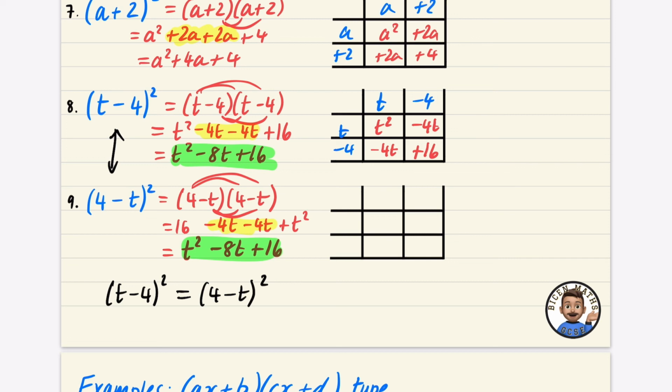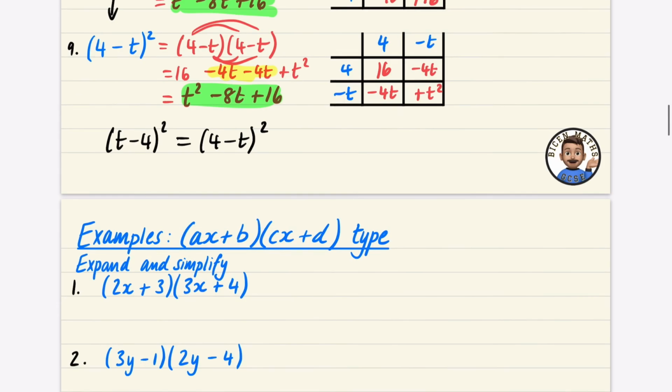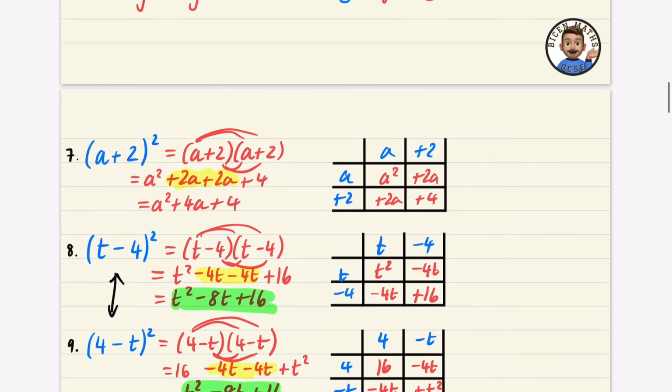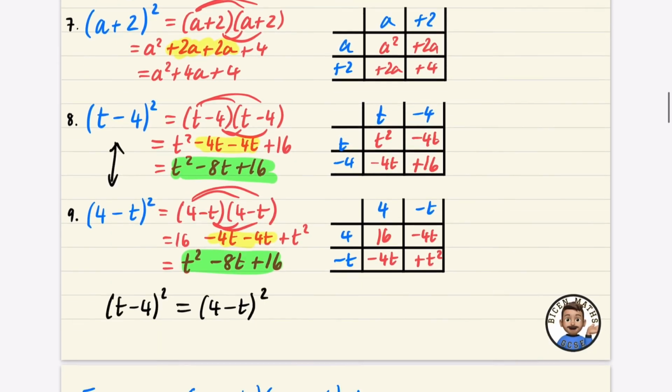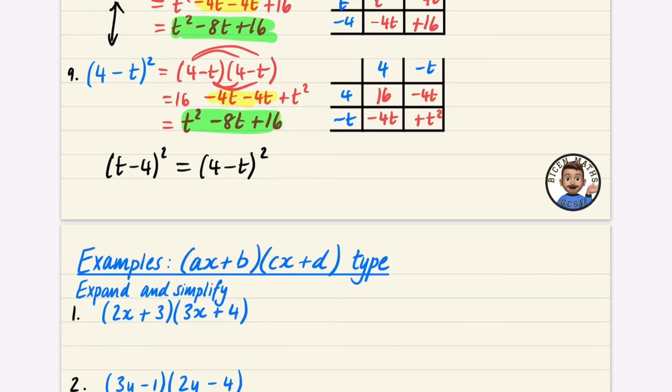Don't worry if you haven't understood that last part. That last part is a little bit more tricky, but I just wanted you to notice that there's this pattern. Again, if you fill in the grid, you get 16 minus 4t minus 4t, and the negative t times negative t is plus t squared, and you'll see these four things are the same as these. So in the next set of examples, we're going to be changing it so that instead of there just being a 1 or a letter by itself, there might be a number in front of the letter too.